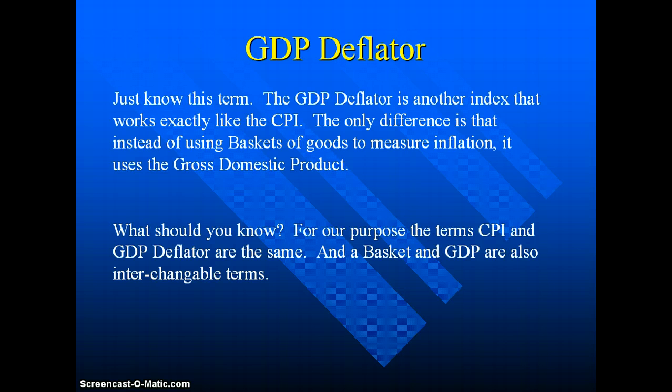They're exactly the same. The only difference is that instead of using baskets of goods to measure the change in prices like the CPI does, the GDP deflator uses what's called the gross domestic product, the GDP. All right. So the basket, in this case, if you're using the GDP deflator, would substitute for the word GDP. And the whole thing, GDP deflator, would substitute for the CPI. All right, it's not a huge big deal, and they don't usually ask the GDP deflator, but it's just worth mentioning because it's here.